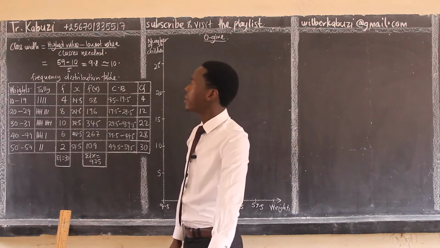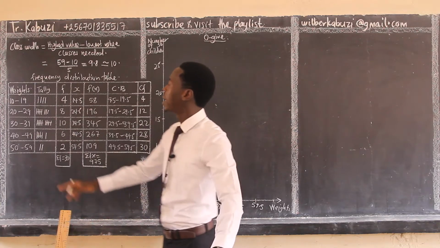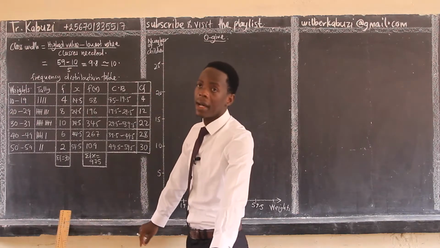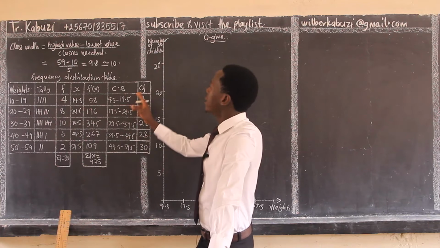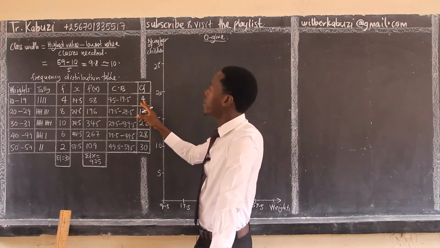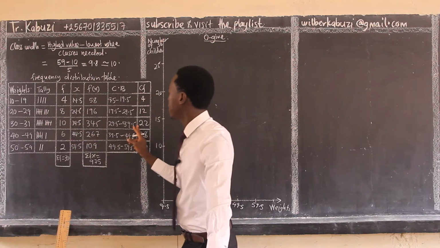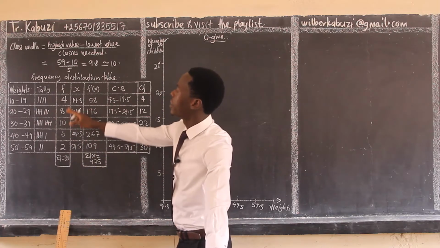Then the class boundary, we said, if you don't have decimal places, decimal points, subtract 0.5 here, add 0.5 to the upper class to get the continuity there. Then the cumulative frequency, this is always the first as the first frequency. Then you add this plus this, you get this, this plus this, you get this, this plus this, you get this. Then summing, you just sum.